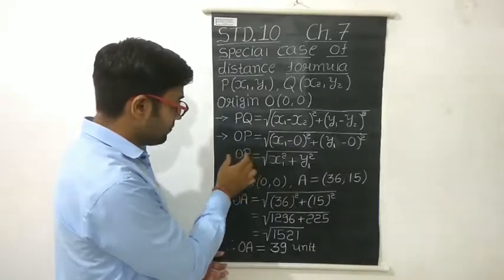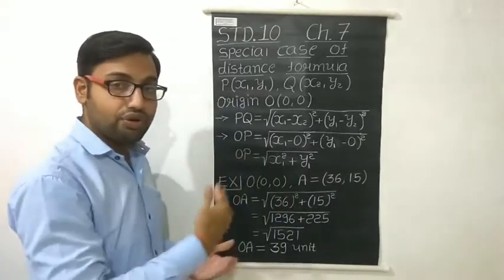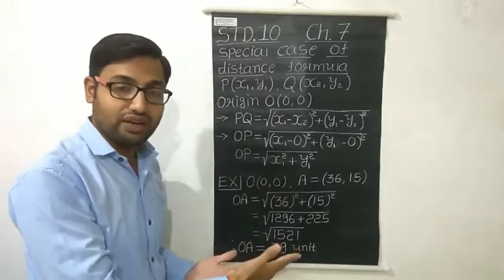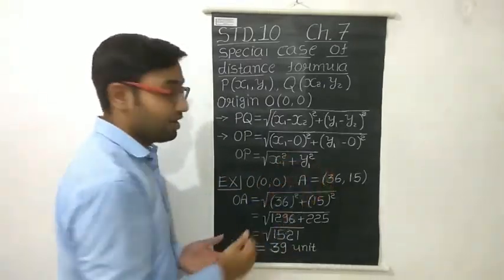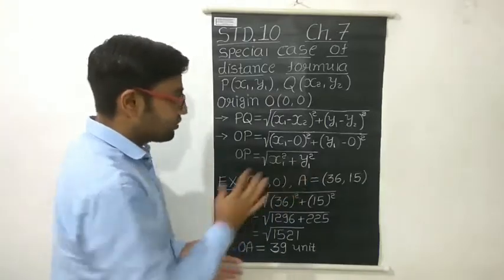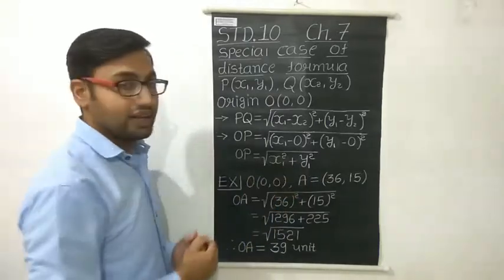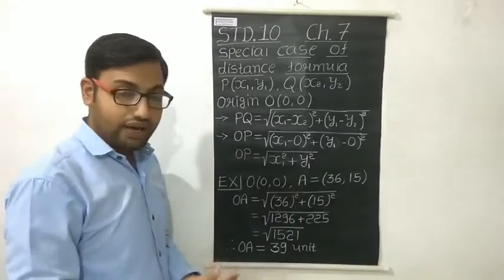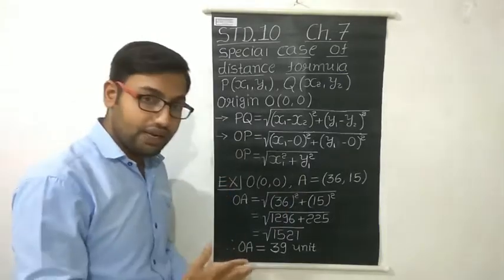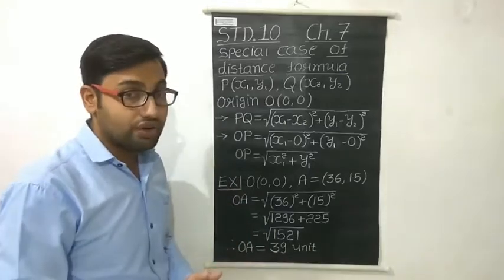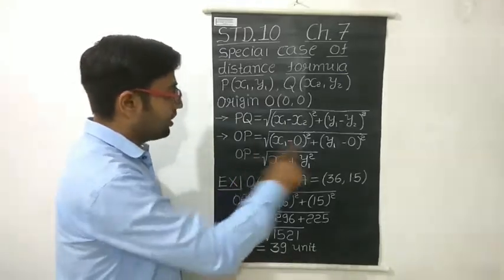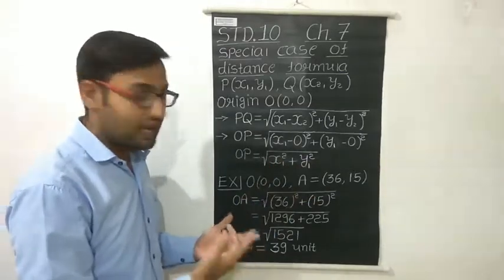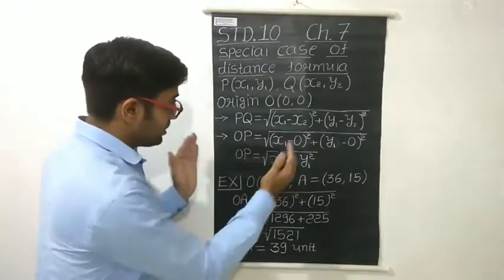So this is the distance we get of the point P from the origin, that is OP is equal to under root x1 square plus y1 square. Because there is a (0, 0) coordinate of the origin, we get this formula. So this is the special case of the distance formula. So whenever we want to find the distance of any point from the origin, what we have to do? We have to put under root x coordinate square plus y coordinate square. Then we have to simplify it. Okay, so this is the special case.